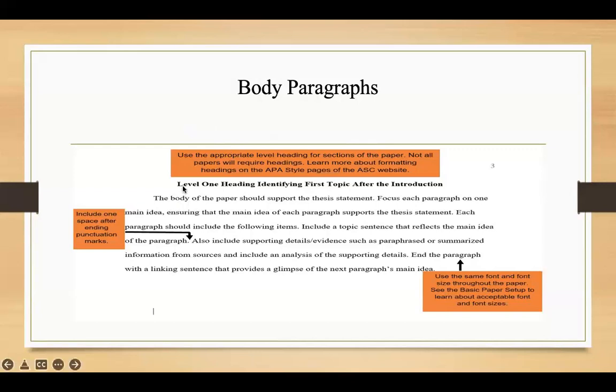So, for instance, level 1 headings are used to identify the first topic after the introduction. Here, what do you do? So the body of the paper should support the thesis statement. Focus each paragraph on one idea.